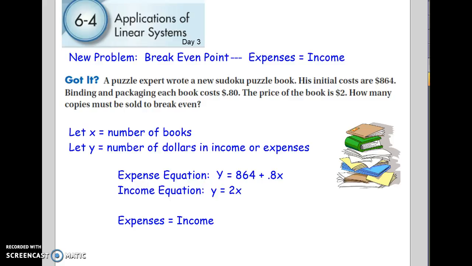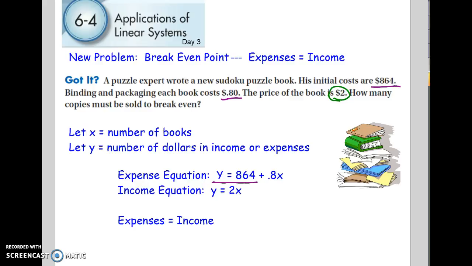So for our expenses, it says his initial costs are $864. This is something he's spending, right? Binding and packaging each book costs 80 cents. He's also spending this because he has to pay that in order to make his book. But the price of the book is $2. Well, that's not something he's spending. That's something he's going to make. He's going to make that money once he sells those books. So the purple are our expenses. Initial costs, which are $864, which he's only going to pay one time, and 80 cents, which he's going to pay for every single book.